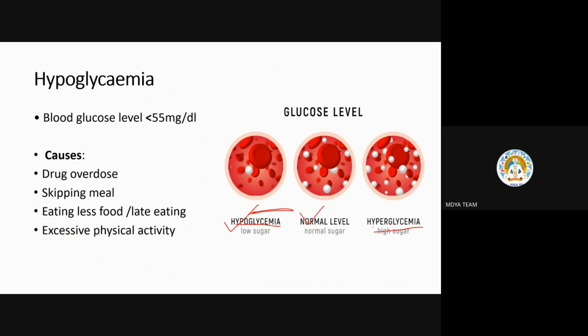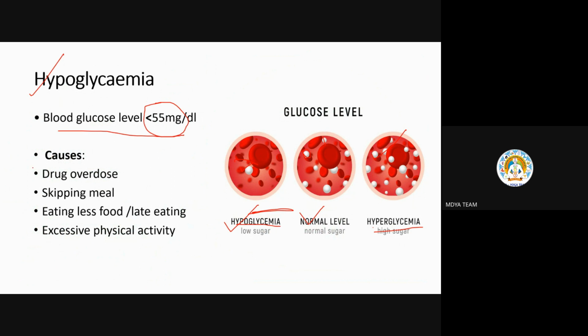This white one in the diagram shows the sugar levels. It is very low here, and here it is very high. A blood glucose level of less than 55 mg/dL is called hypoglycemia. Hyper, I told you before.